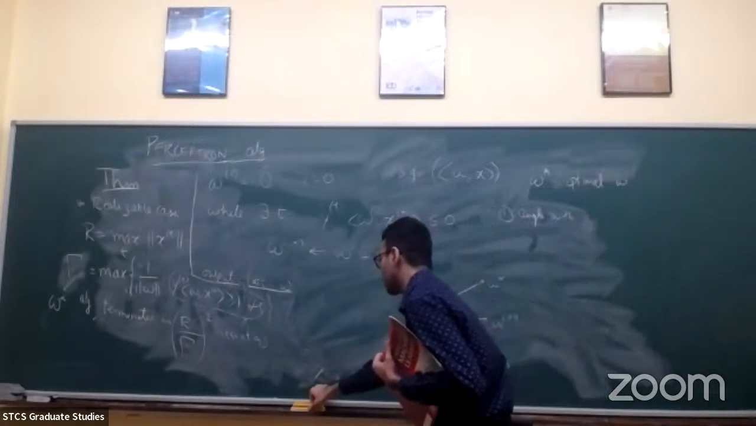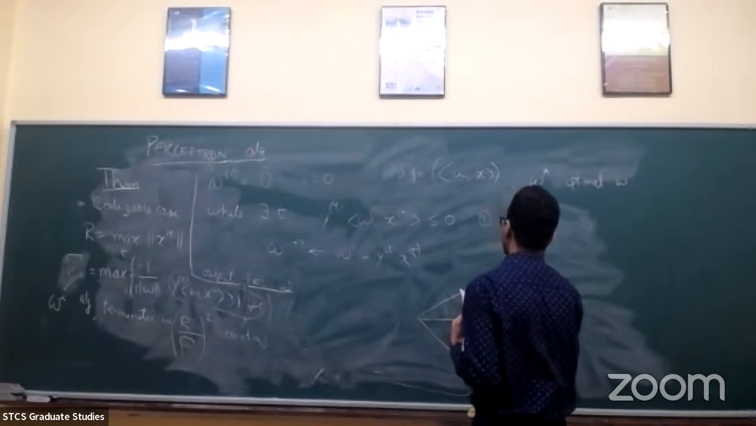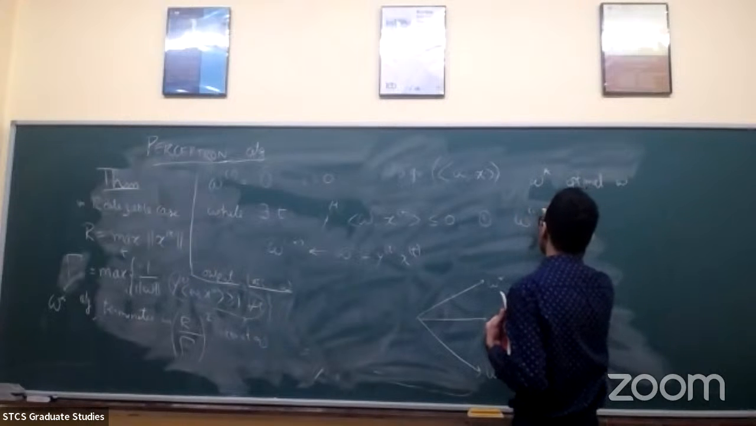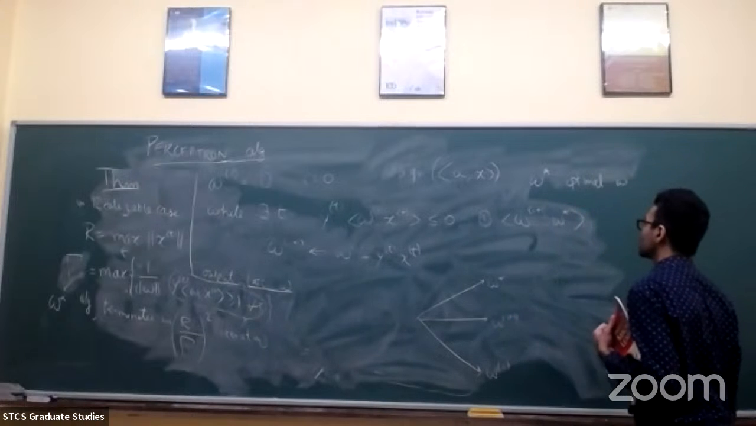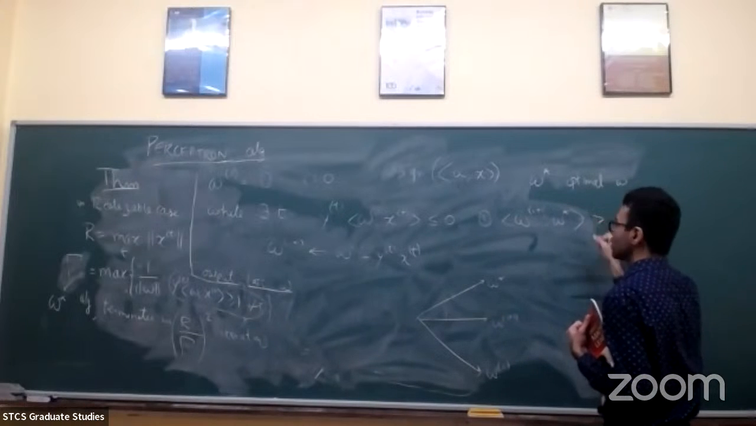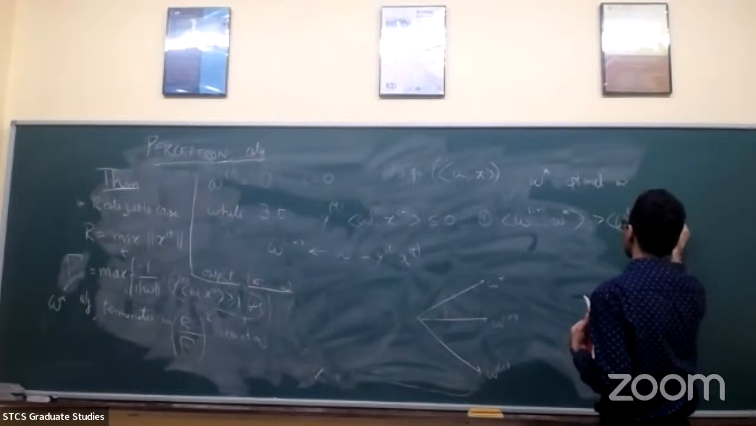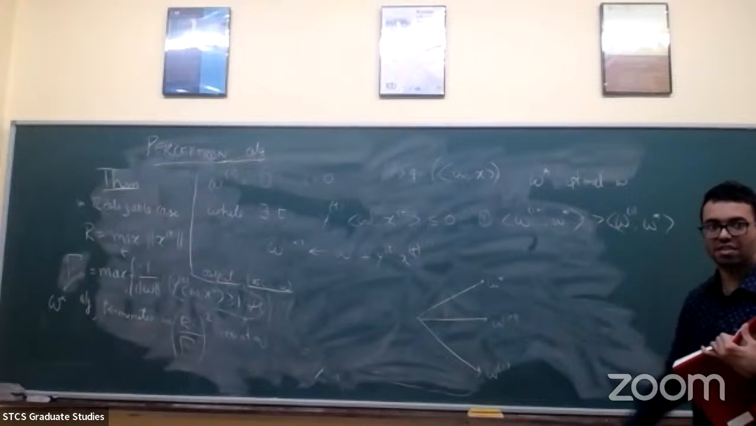Okay, let me just write it in math, to be faster. So to show that the inner product of Wi plus 1 with W star is bigger than that of Wi. So yeah, my inner product has increased, indicating my angle has decreased.